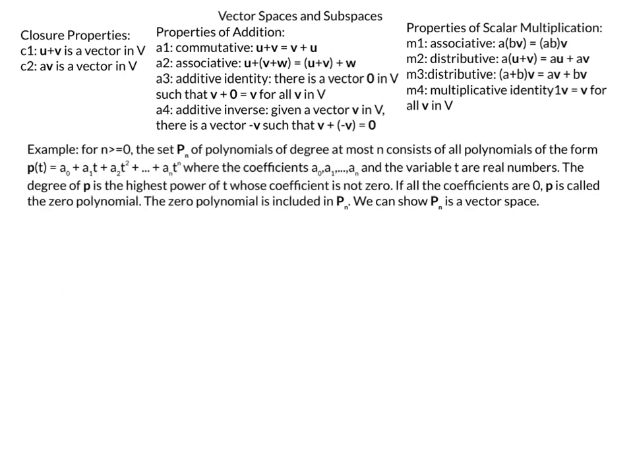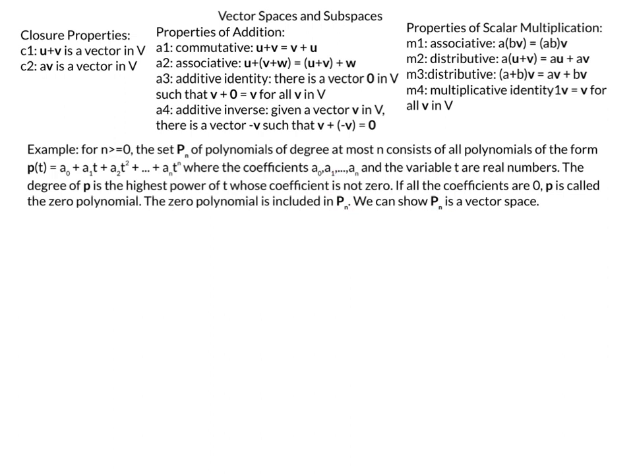This next example is important and interesting. For n greater than or equal to 0, the set P sub n of polynomials of degree at most n consists of all polynomials of the form p of t, a polynomial in the variable t, equal to a naught plus a1 t plus a2 t squared, all the way up to an t to the n. Here, a naught, a1 up to an, and the variable t are real numbers. The degree of p is the highest power of t whose coefficient is not 0. And if all the coefficients are 0, p is called the zero polynomial. The zero polynomial is included in Pn.